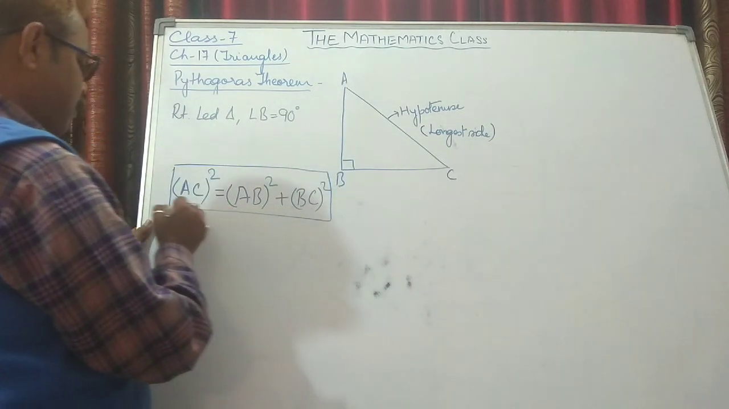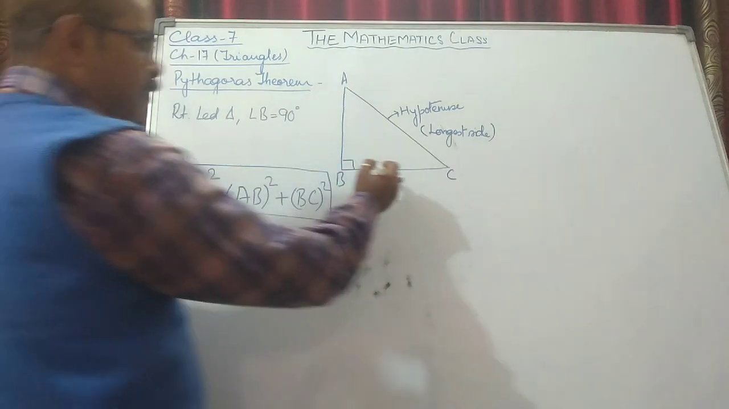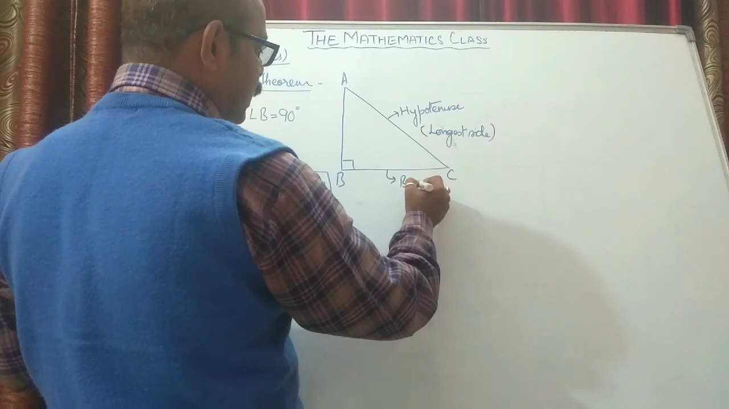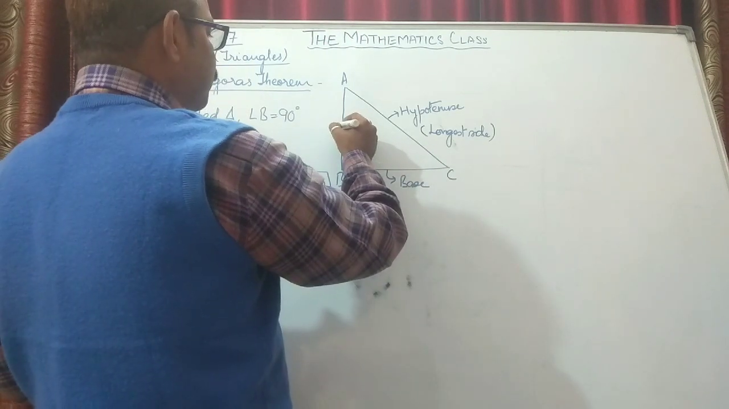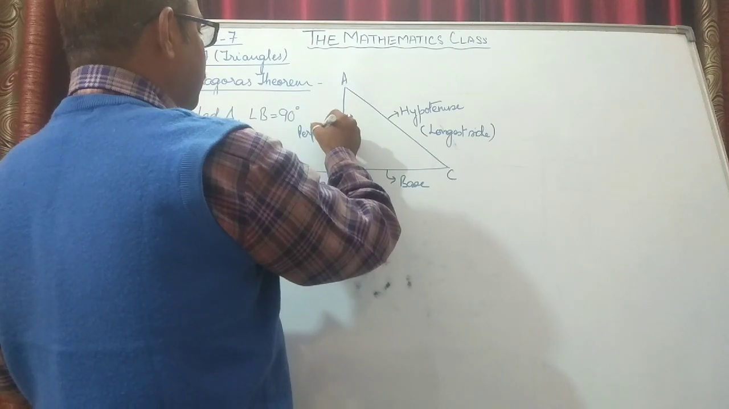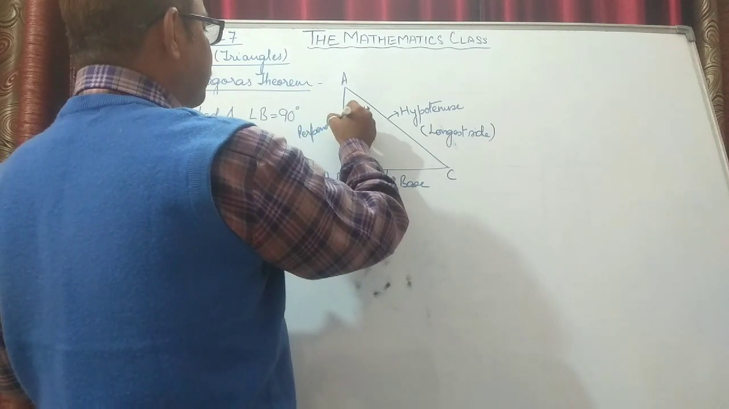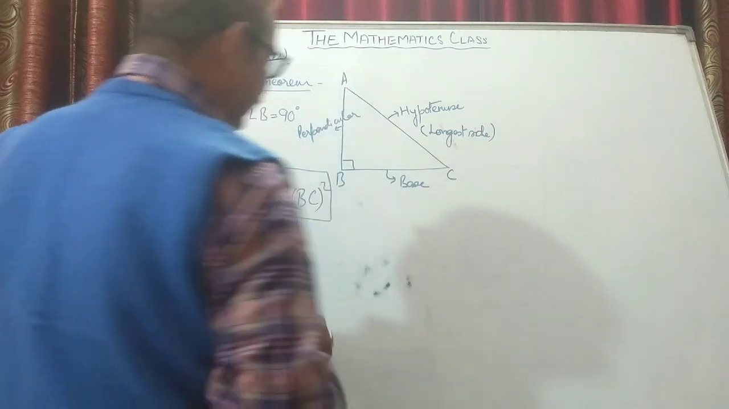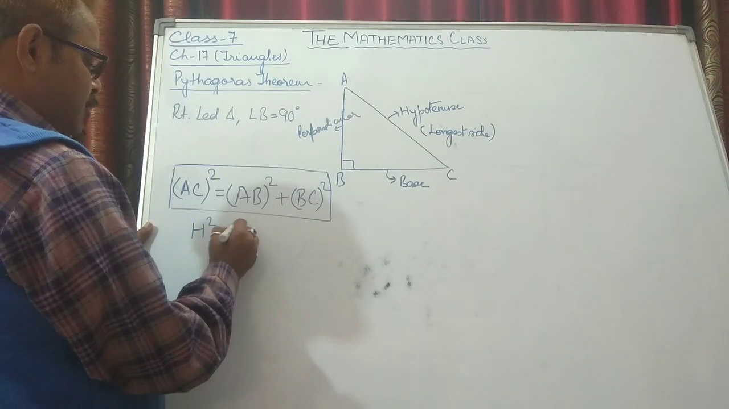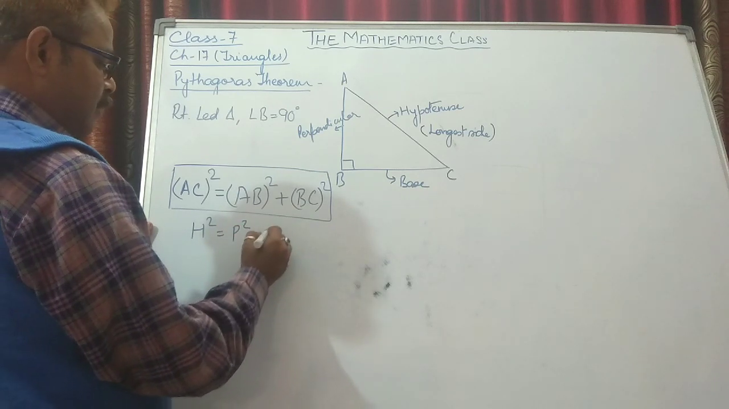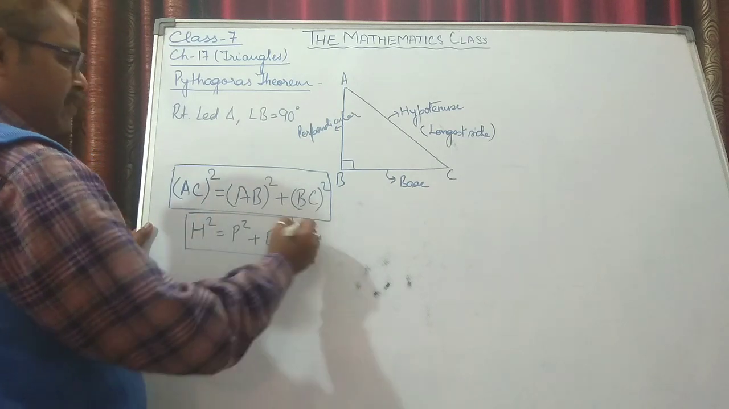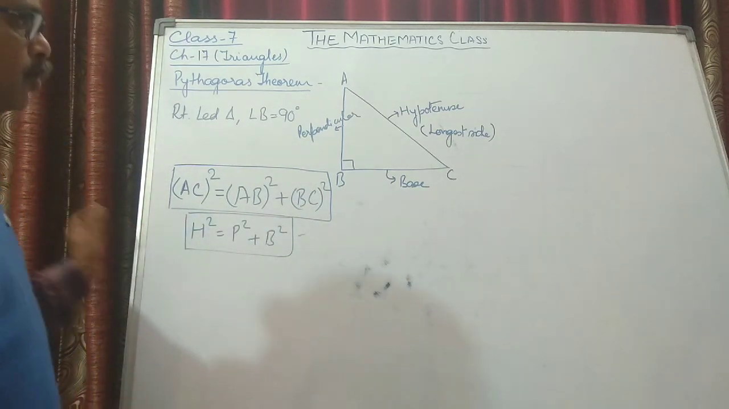This we need to remember. Otherwise, sometimes you can say that this is the base and this is the perpendicular. This side is known as perpendicular. So it can also be said that hypotenuse square is equal to perpendicular square plus base square. Right? This is again one form of Pythagoras theorem only.